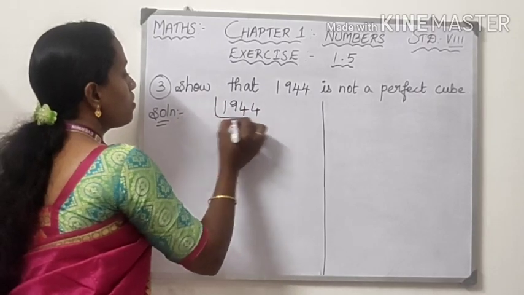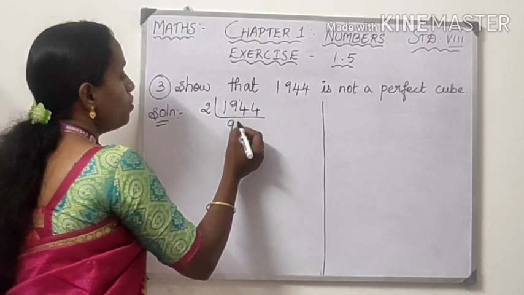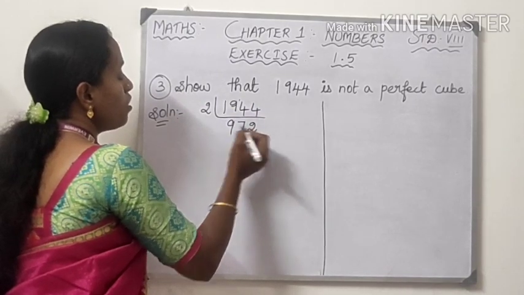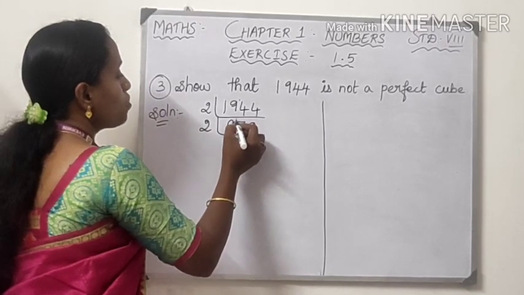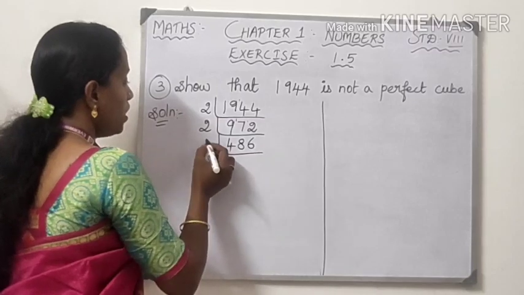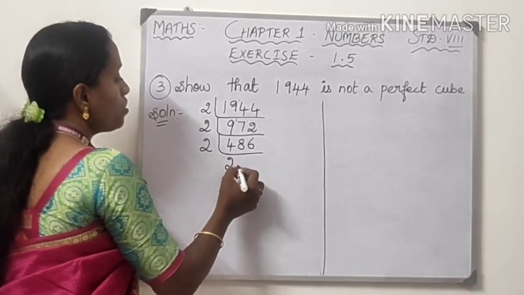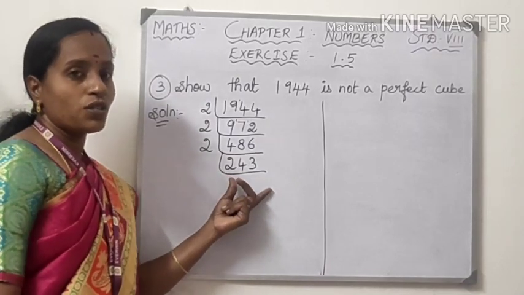1944. Let me take the prime number 2. 2 9s are 18, balance 1, 2 7s are 14, 2 2s are 4. Again 2 table, 2 4s are 8, balance 1, 2 8s are 16, balance 1, 2 6s are 12. Again I can take 2 table, 2 2s are 4, 2 4s are 8, 2 3s are 6. Now it cannot be divided using 2 table.